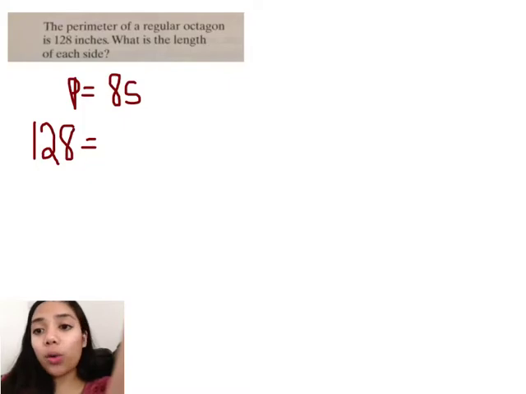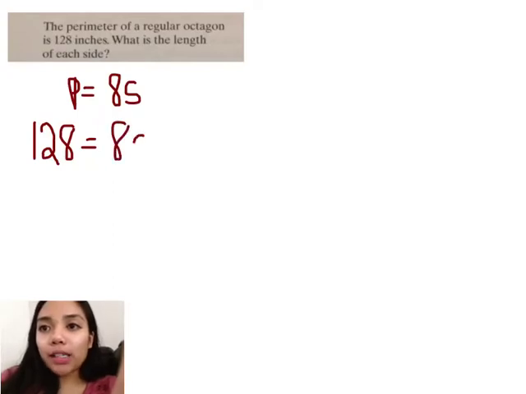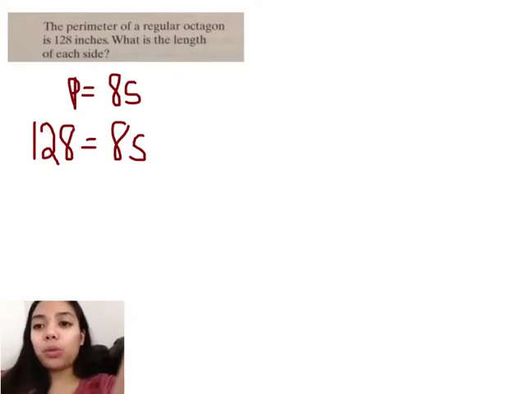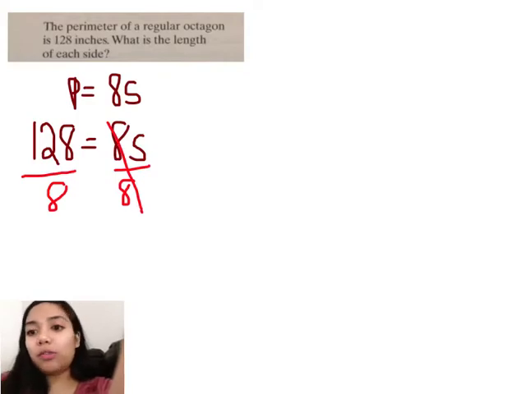Remember, I'm writing an equation because I'm getting myself ready for algebra. 128 equals 8 times s. I know a lot of you read this problem and thought, oh, all I need to do is divide by 8. Like I said, I want you to start writing equations. When you see word problems, I promise you it will help you. So 128 equals 8s. Now I need to divide by 8 on both sides, which is what some of you did just by reading that problem.